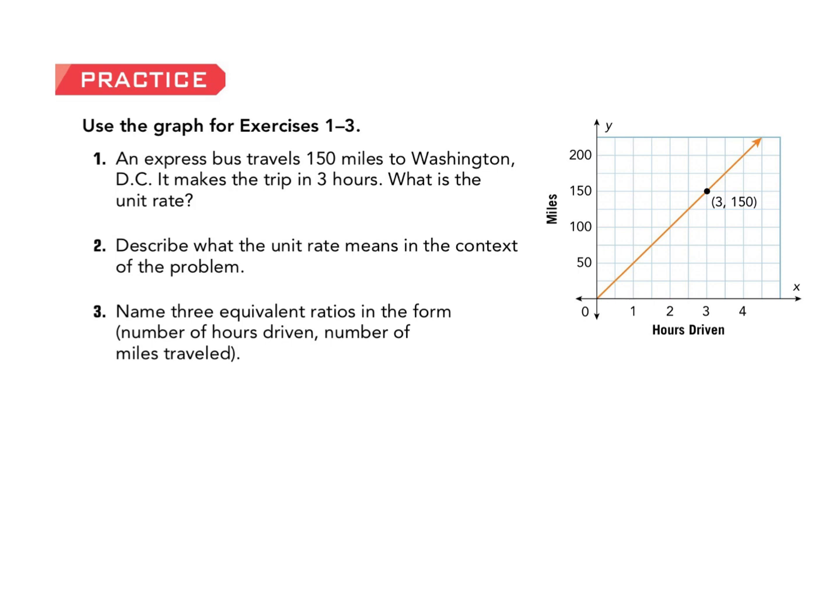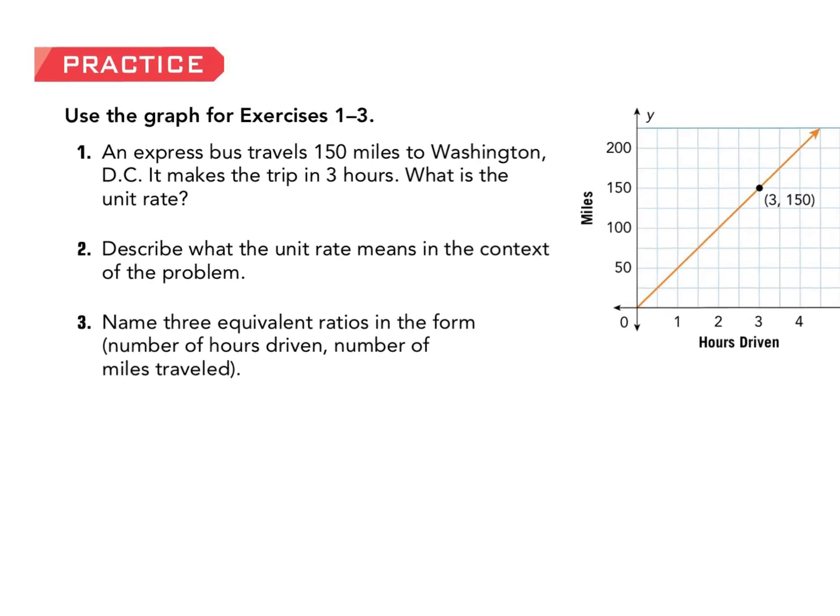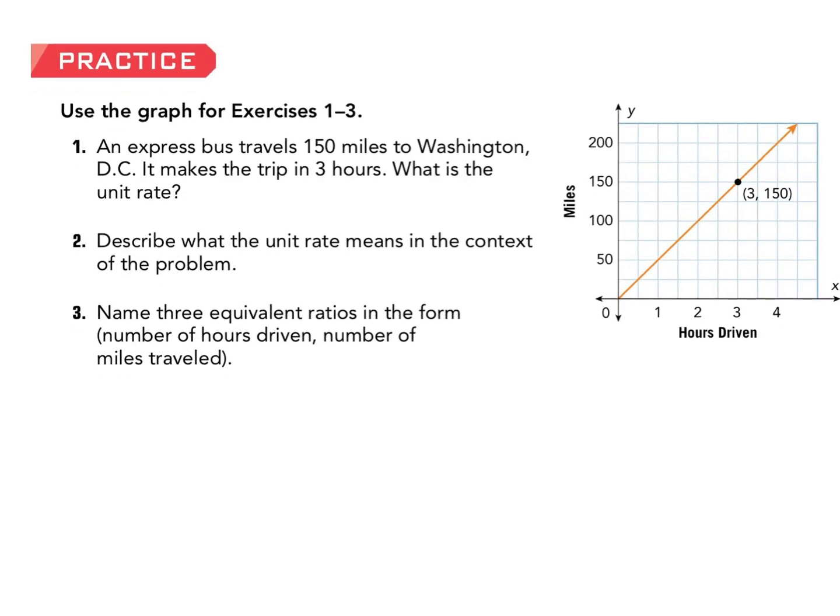So look at this practice question here. We've got an express bus that travels 150 miles to Washington, D.C. It makes the trip in 3 hours. What is the unit rate? So it's 150 miles in 3 hours. So for the unit rate, there's different ways we might do this. And what you normally want to think about, if it doesn't directly tell you, is that the first number we're going to put on top, and then the second number on the bottom.